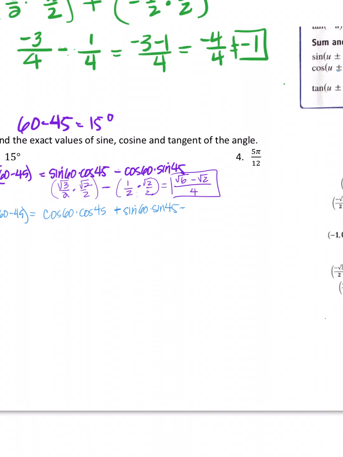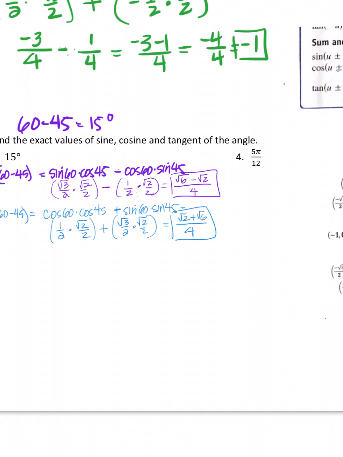The cosine at 60 is 1/2. Cosine at 45 is square root of 2 over 2. Pulling these straight from the formula chart. I'm sorry, the unit circle. The sine at 60 is square root of 3 over 2. The sine at 45 is square root of 2 over 2. So if I clean this up, what do I end up with here? Square root of 2, all of it's going to be over 4, plus the square root of 6. All right, so there's my cosine.